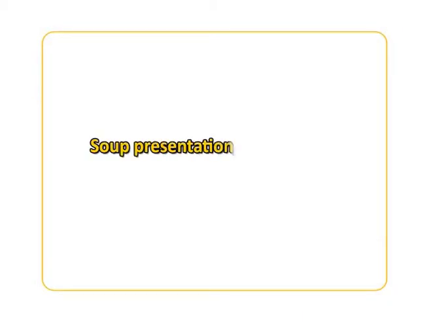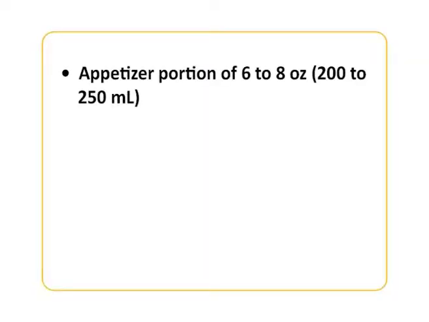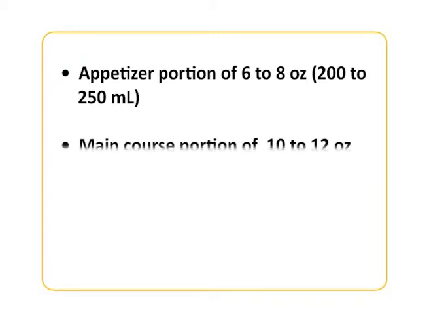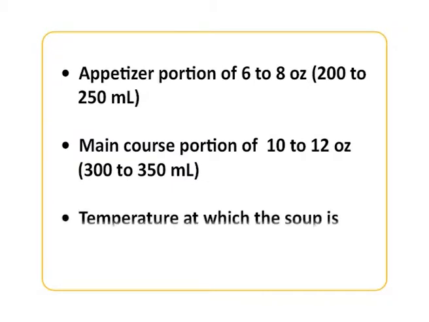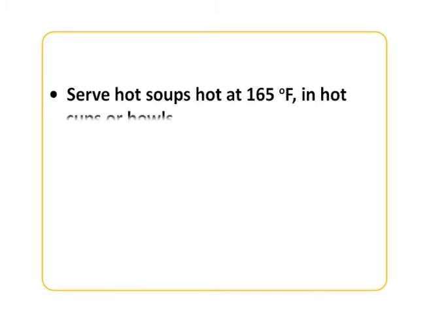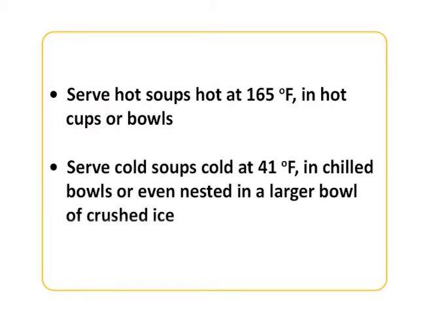Next, we shall discuss soup presentation or soup service. The standard portion of the soup to be served includes an appetizer portion of 6 to 8 oz, that is 200 to 250 ml, and a main course portion of 10 to 12 oz, that is 300 to 350 ml. The temperature at which soup is mostly served is hot at 165°F in hot cups or bowls, or cold at 41°F in chilled bowls, or even nested in a large bowl of crushed ice.